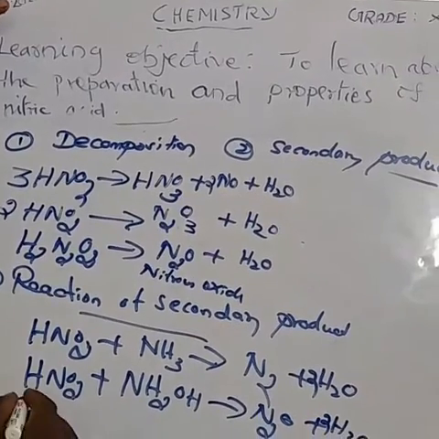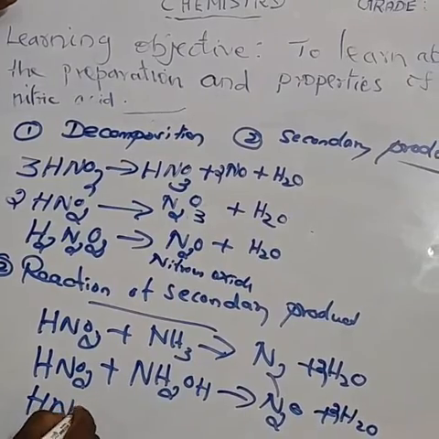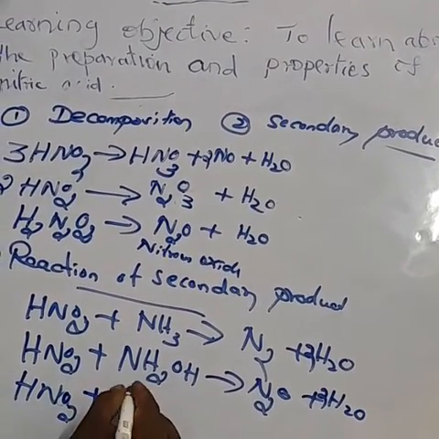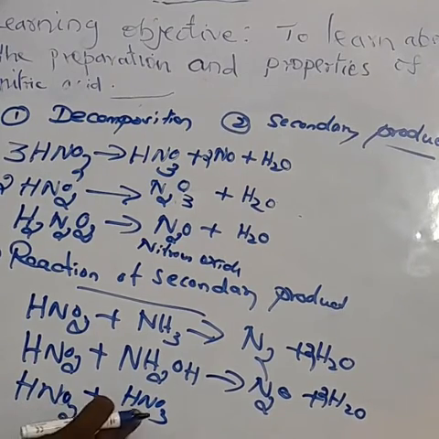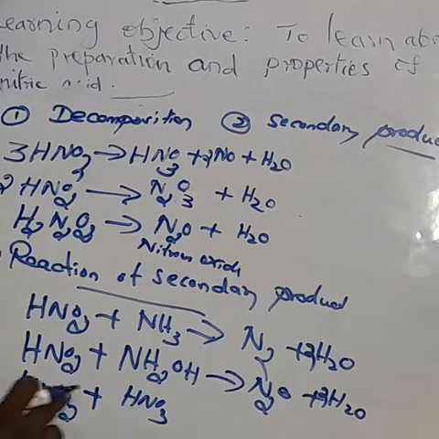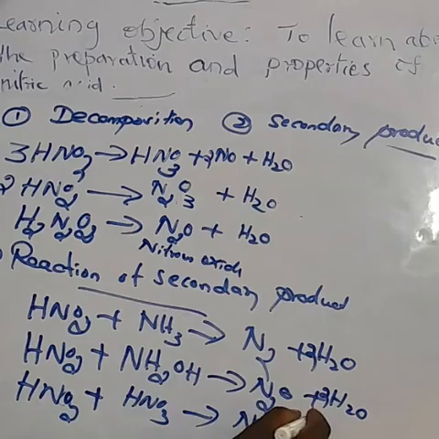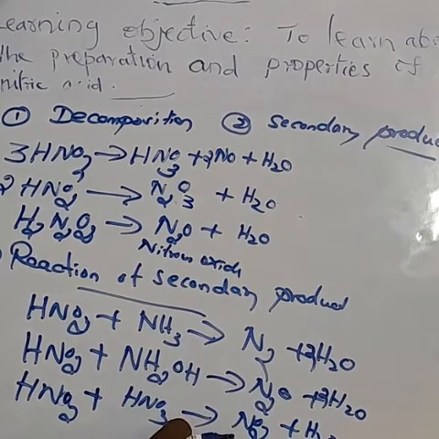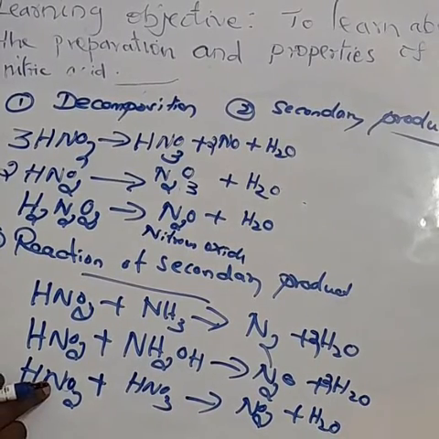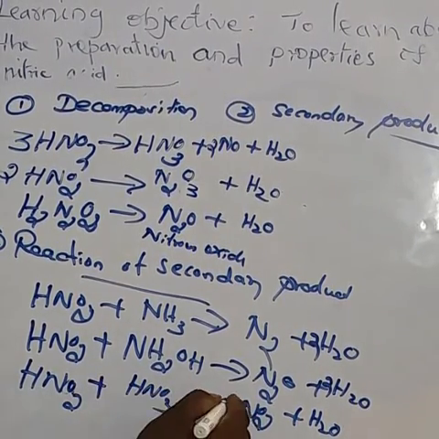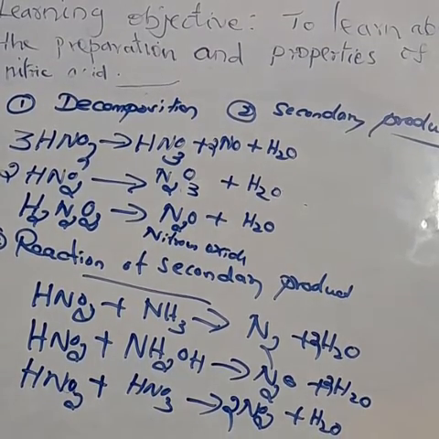Next, nitrous acid reacts with nitric acid to form NO2 plus H2O. What is NO2? Nitrogen dioxide. How can you balance the equation? Here I have 1 nitrogen, here I have 1 nitrogen. So make it 2 here. Now the equation is balanced. Am I right?